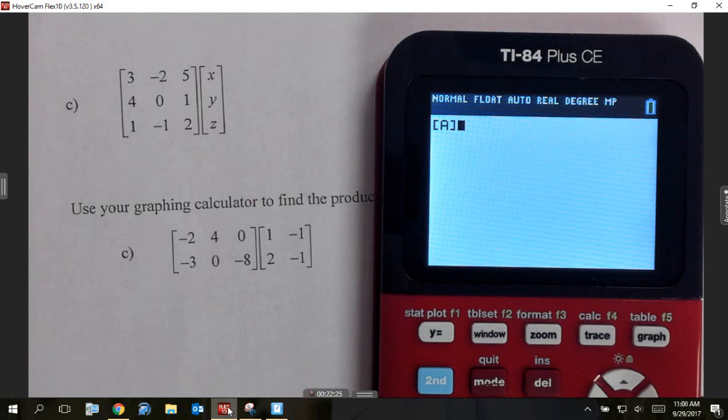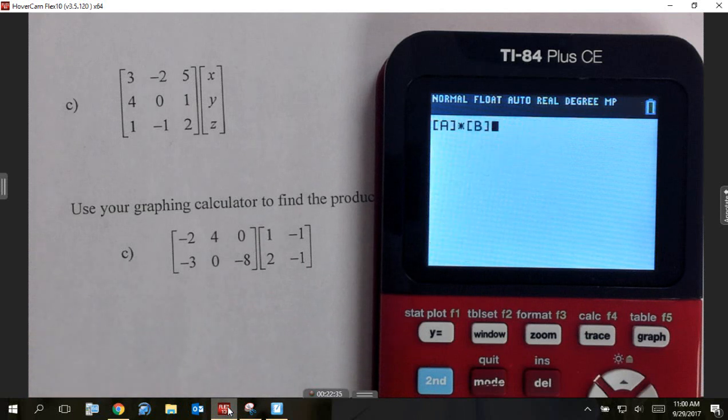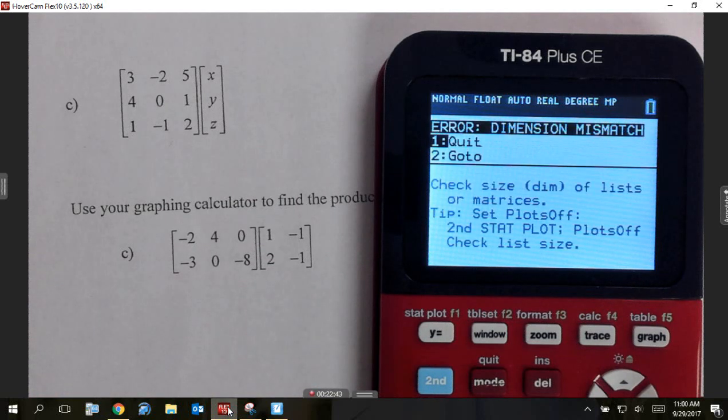And what do we want to do? What operation? Multiply. So multiply. Then we're going to go back to matrix and choose matrix B. So it should say A times B. And you guys hit enter. And it says error.